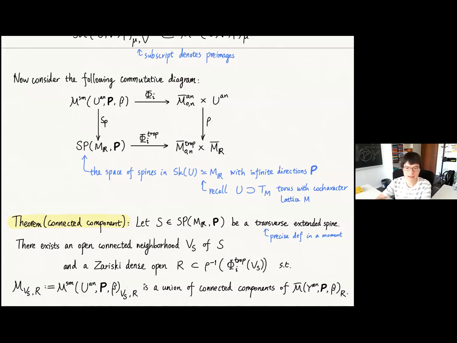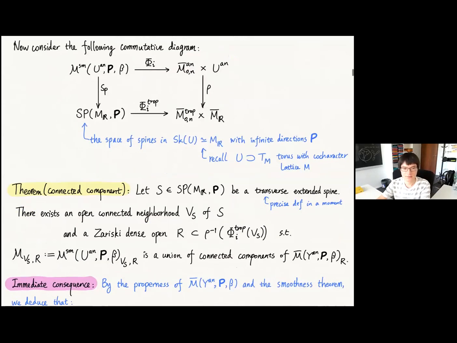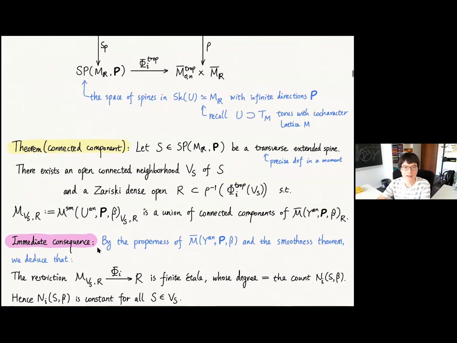So why is it important? Because an immediate consequence of the connected component theorem is that by the properness of the moduli stack M bar and the smoothness theorem, we deduce that the restriction of phi I to this space, which we denote temporarily by MVSR, the restriction of phi I over R is finite étale, and whose degree is exactly the count NIS beta.